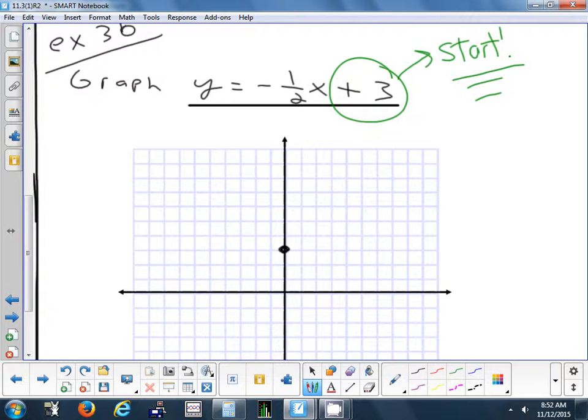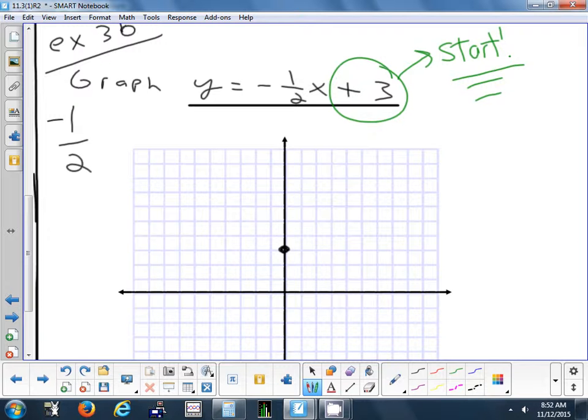Here's the trick to this one. When you have a negative in your slope, treat the top as if it's negative. Think of it like this, as if it's negative 1 over 2. So if I think of it like that, Michaela, how would I graph it?